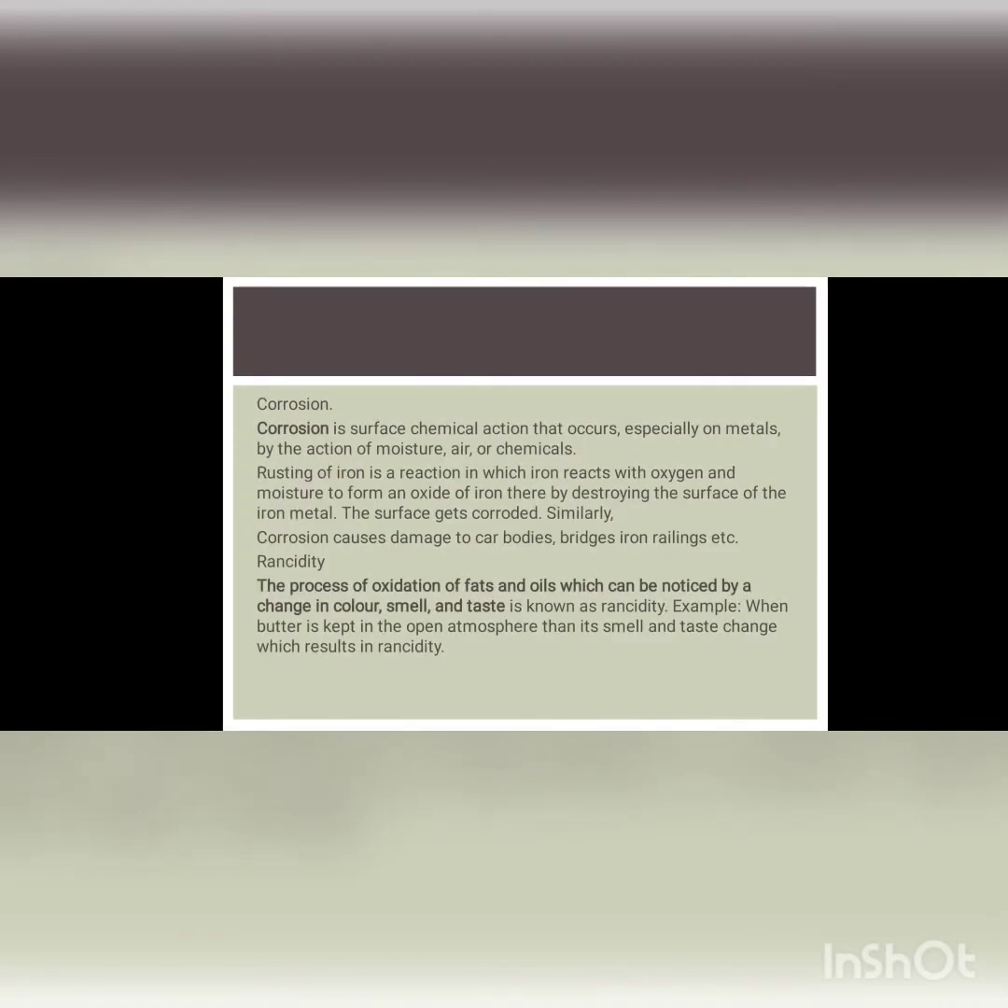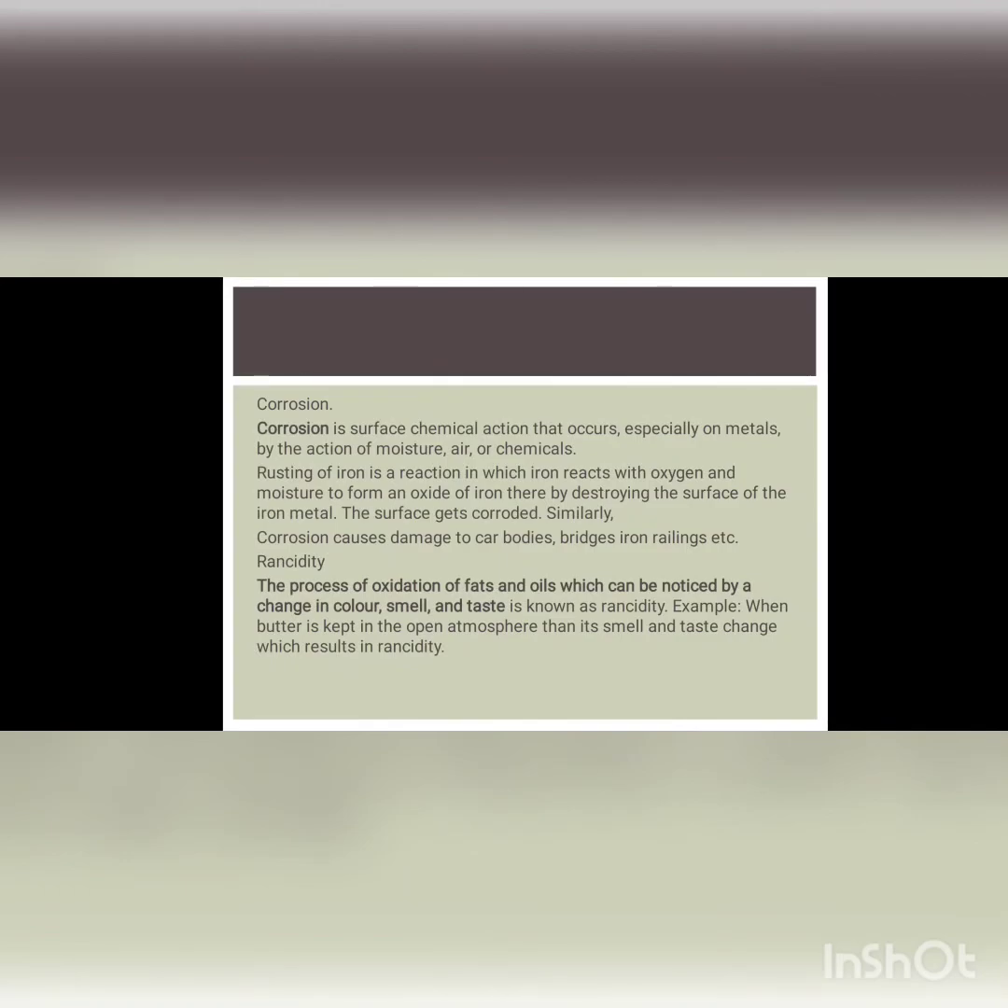Corrosion. You must have heard this term corrosion. Corrosion means the eating away of a surface. Metals, usually when exposed to moist air or chemicals, or you can have the action of moisture, air or chemicals, which can be acids, etc., then we say that corrosion has occurred.